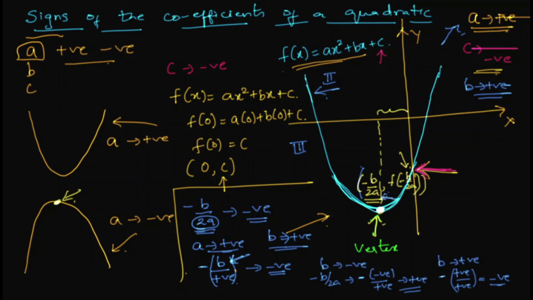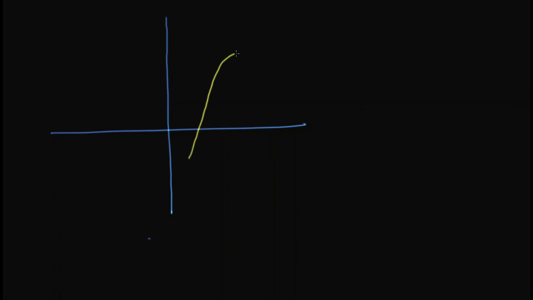So now in this case, since we have determined A value to be positive, minus B over 2A becomes negative only if B is positive. So B's coefficient becomes positive. Let's look at one more case so that we understand this concept well. If I take one more parabola, let it open downwards this time. Something like this.